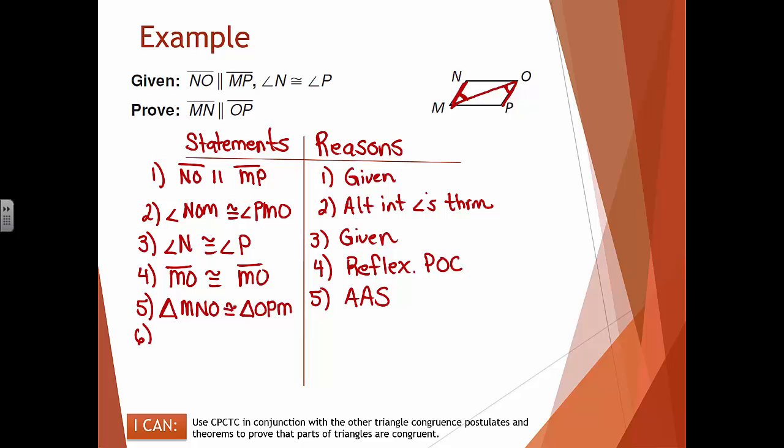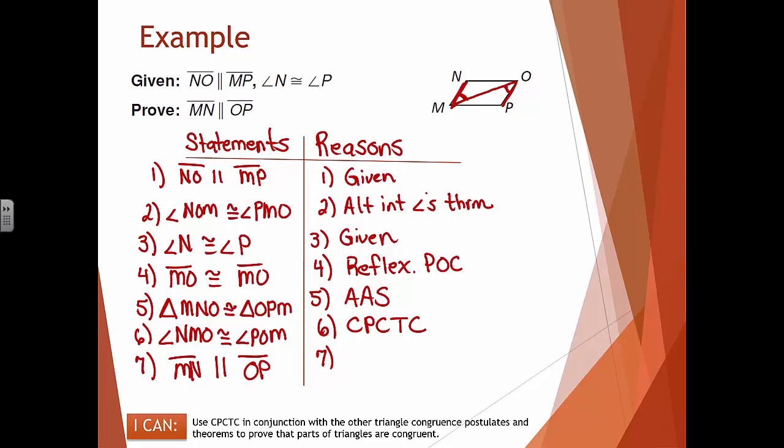That's what I want. So I want to say that angle NMO is congruent to angle POM, and that is by CPCTC. But notice, those are alternate interior angles. If MO is your transversal and MN and OP are your parallel lines, so that means now that MN is parallel to OP by the converse of the alternate interior angles theorem.